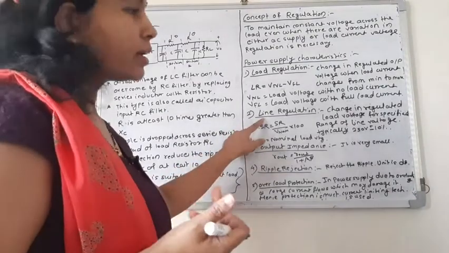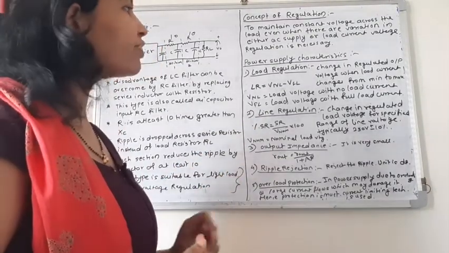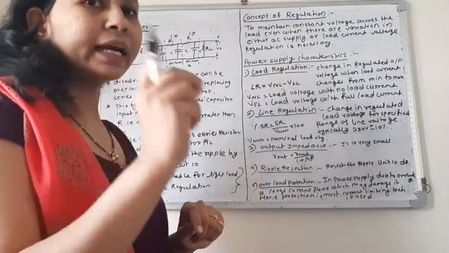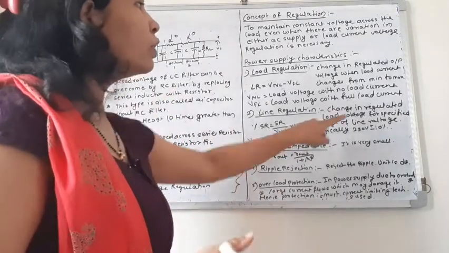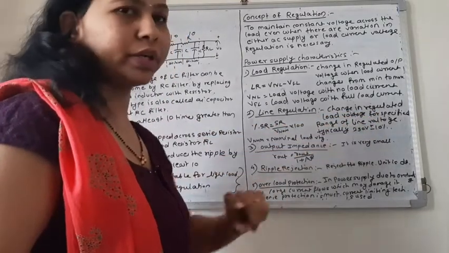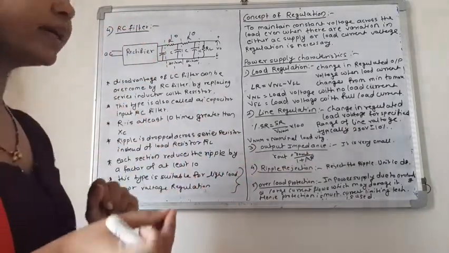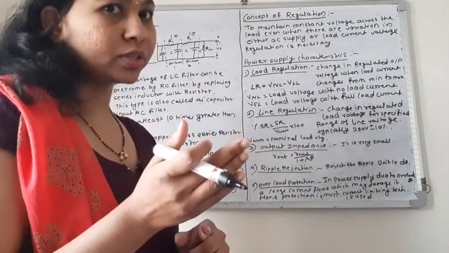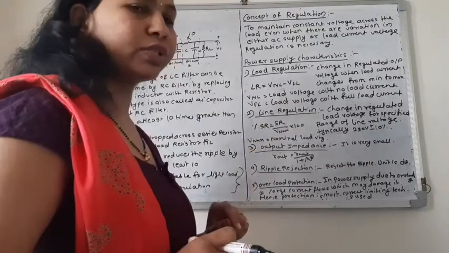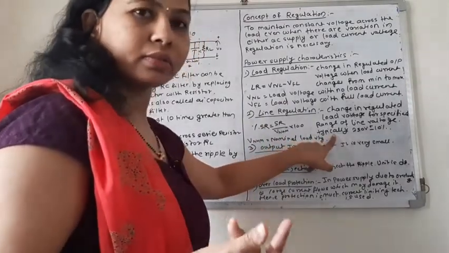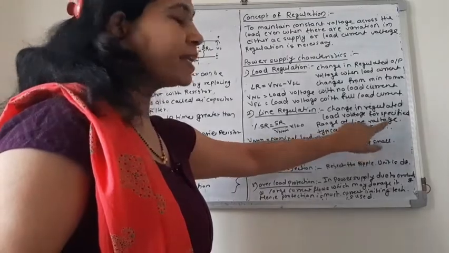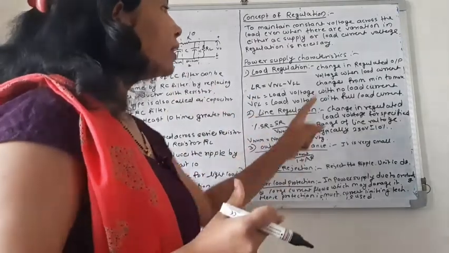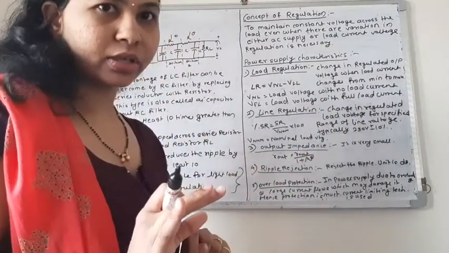Second characteristic is line regulation. It is defined as the change in regulated load voltage. The load voltage is regulated, but there is a small change for a specified range of line voltage. This range is typically 230 volt plus or minus 10%. The change in regulated load voltage over this range is called line regulation.